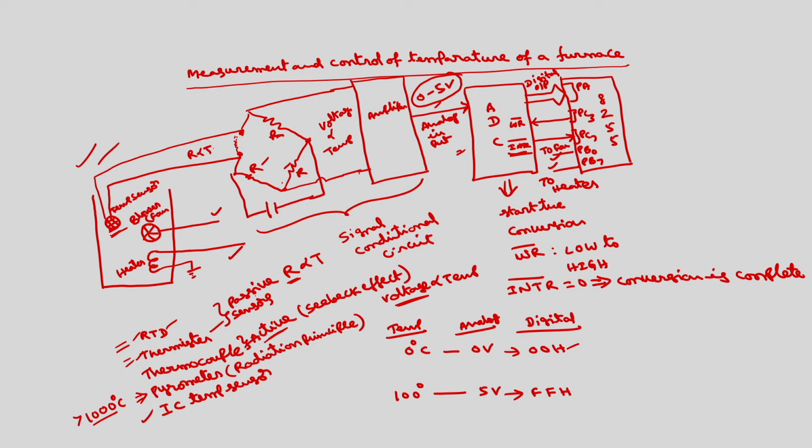Now I will discuss how to control this. I want to maintain the temperature between, say, 30 degrees and 60 degrees centigrade. So if the temperature is less than 30 degrees, I have to turn on the heater. If the temperature is greater than 60 degrees, I have to turn on the fan.